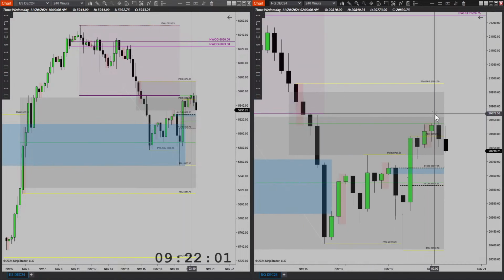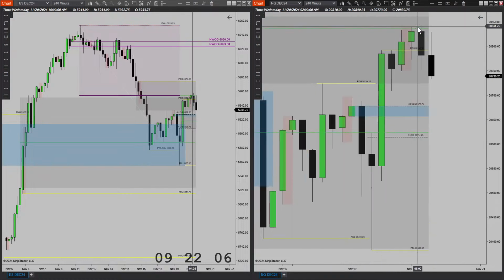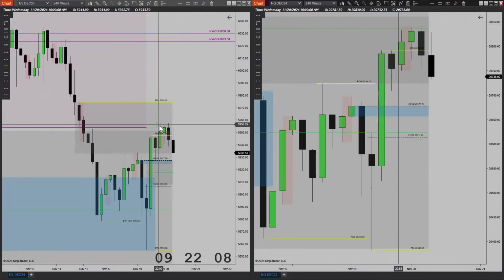Here we did not reach 50% of that range. We swept multiple sides of liquidity up here at these 4 hour highs. It's a 3 drive pattern: 1 high, 2 highs, 3 highs. And whenever you get a 3 drive pattern, that's usually a bearish sign.